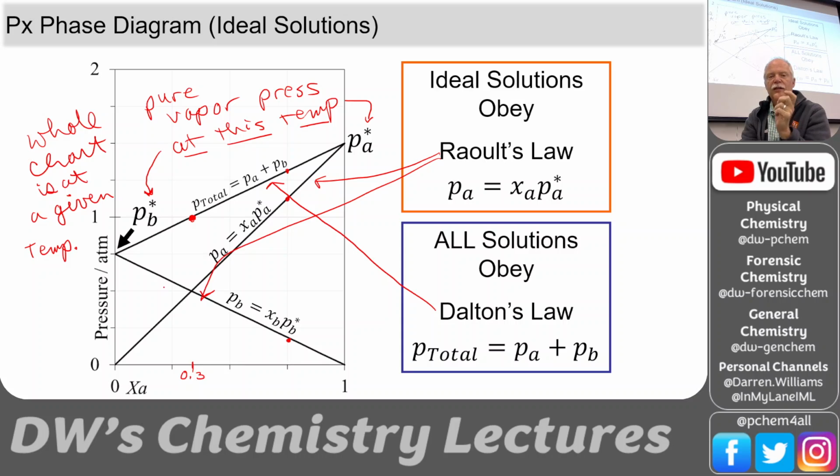Which of these substances, A or B, is the most volatile? Now, say your answer out loud on three. 1, 2, 3.